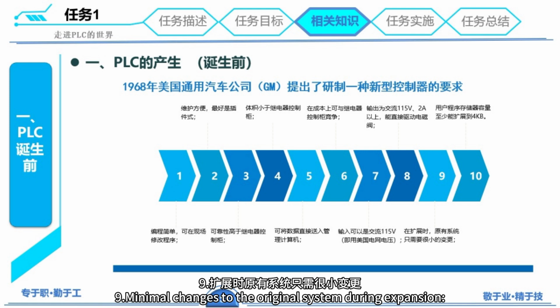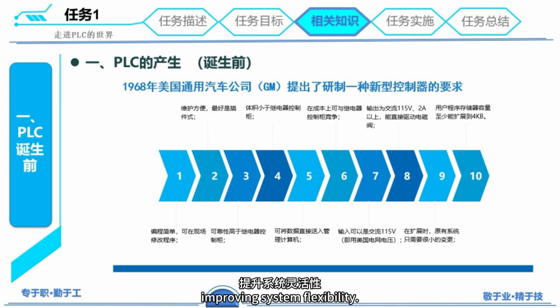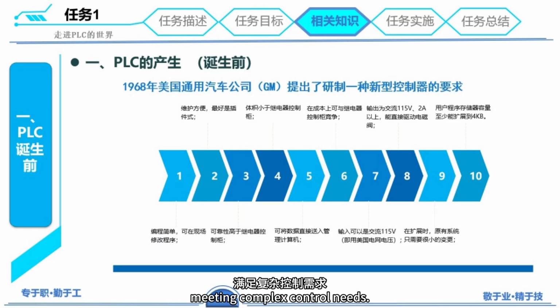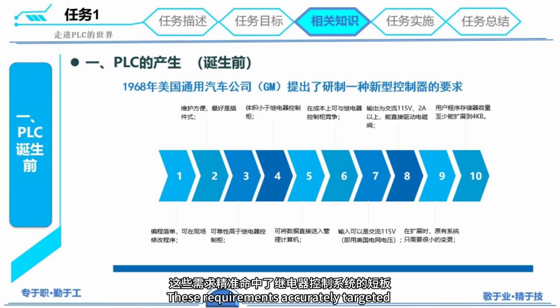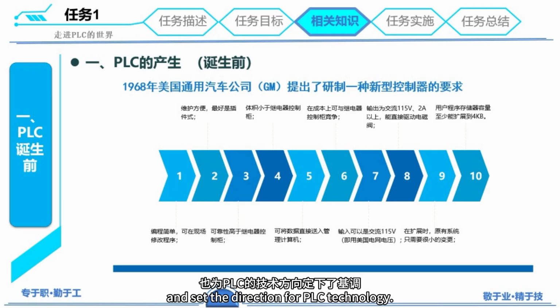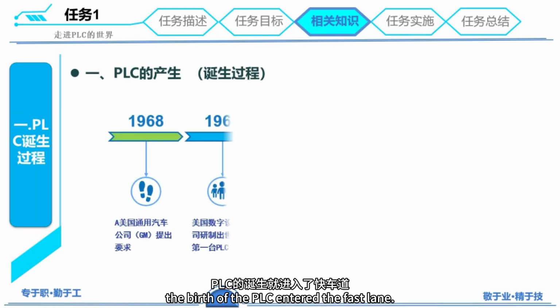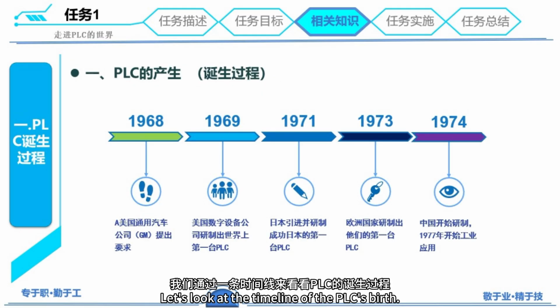Ninth, minimal changes to the original system during expansion, improving system flexibility. Tenth, user program memory expandable to at least 4 kilobytes, meeting complex control needs. These requirements accurately targeted the shortcomings of relay control systems and set the direction for PLC technology. With clear requirements defined, the birth of the PLC entered the fast lane. Let's look at the timeline of the PLC's birth.